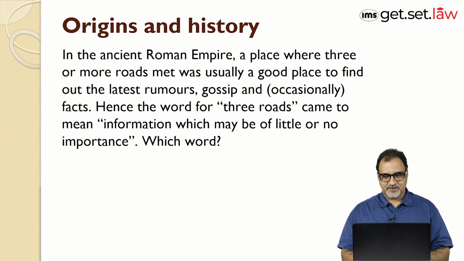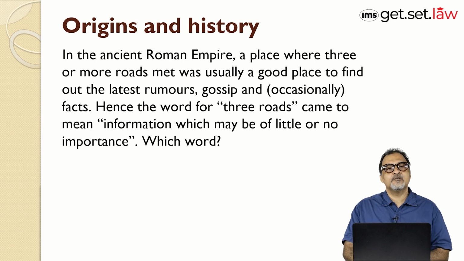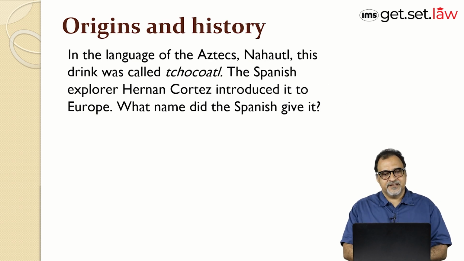In the ancient Roman Empire, a place where three or more roads met was usually a good place to find out the latest rumors, gossip, occasional fact. Hence the word for three roads came to mean information which may be of use, may not be of use. So three is try, and the word for way or road was via. So the word is trivia. And this is the last word for the day.